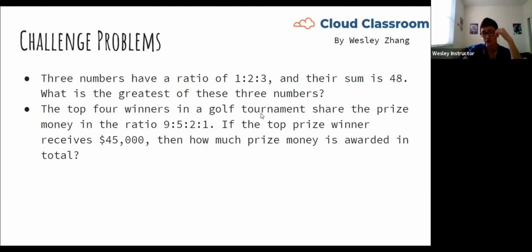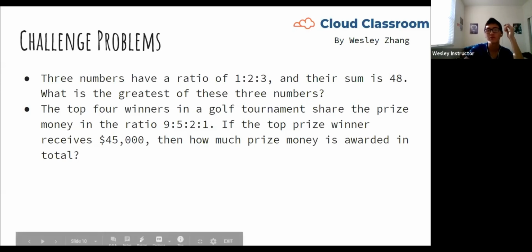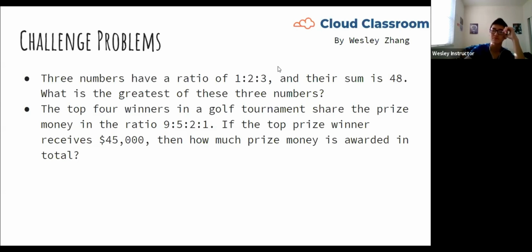Okay, I'll go over the answers right now. Three numbers have a ratio of 1 to 2 to 3, and their sum is 48. What is the greatest of these three numbers? So we can see here the greatest of these three numbers is 3, and we want to add all these numbers up, and that gets 6. So our simplified ratio is 3 to 6.